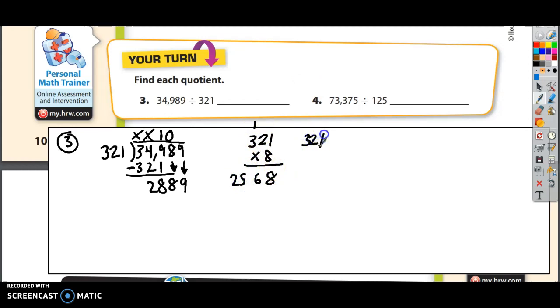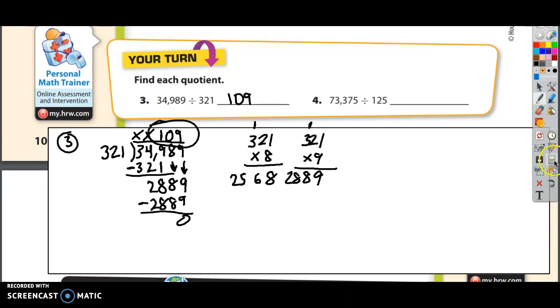And so what I do here is, this is why I have a whiteboard. I make my guesses off to the side, and eventually I'll get the right answer. 9 times 1 is 9. 9 times 2 is 18. 9 times 3 is 27, plus 1 is 28. It goes in 9 times. I'll put a 9 right here. 9 times 321, 2,889. So the quotient is the answer written at the top here. It's 109.